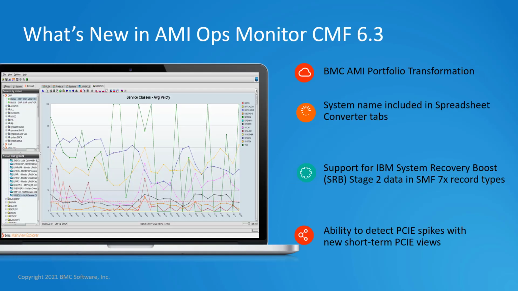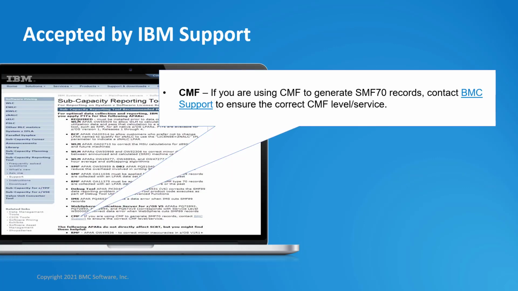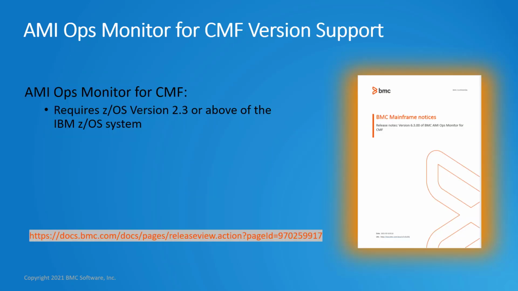In the AMI Ops Monitor for CMF, we've added the new system name to include in the spreadsheet converter tabs. Also, the Recovery Boost data, which is a part of the SMF 70 type record, and the ability to detect those PCIe spikes, as mentioned previously in the views. CMF is accepted by IBM support for the records that it generates, SMF 70 record type. Support for AMI Ops Monitor for CMF is z/OS 2.3 and above.